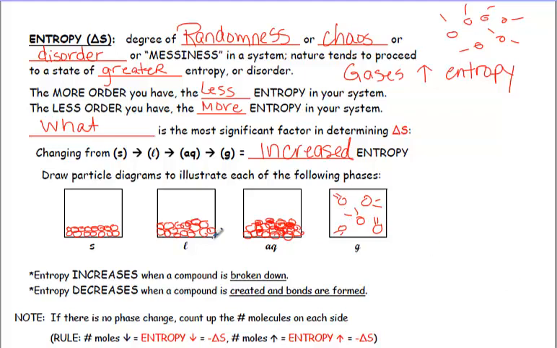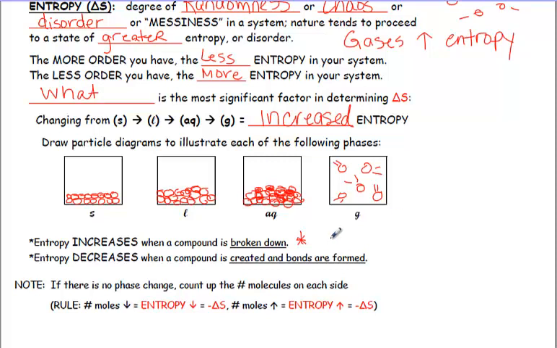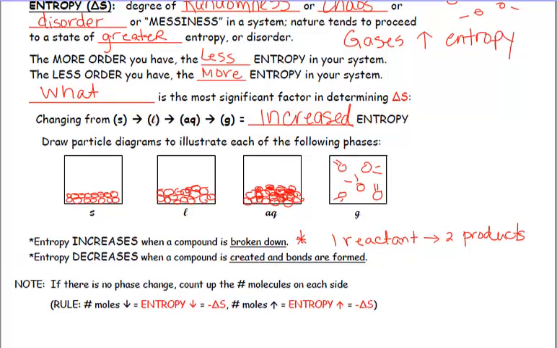So entropy increases when a compound is broken down. This is very important. So when you look at a reaction, you need to figure out if there's one reactant and two products, broken down. And then entropy decreases when a compound is created and bonds are formed. Less messiness, less chaos, less disorder.